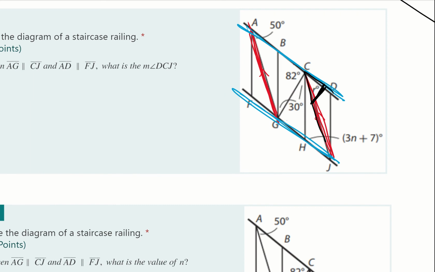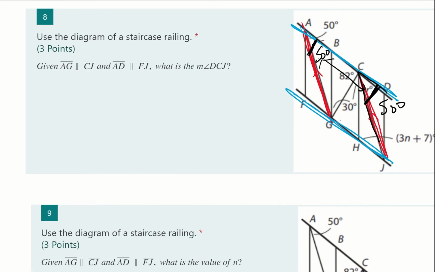Well, that's actually not very difficult to find because we know that this is 50 degrees because they told us in the problem, in the diagram. And this angle and these two black angles that I just did are corresponding angles. And so this is also going to be 50 degrees. You can see that they're the same angle. So the measure of angle DCJ is 50 degrees.